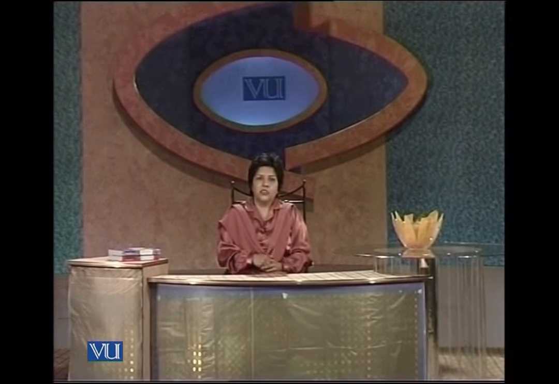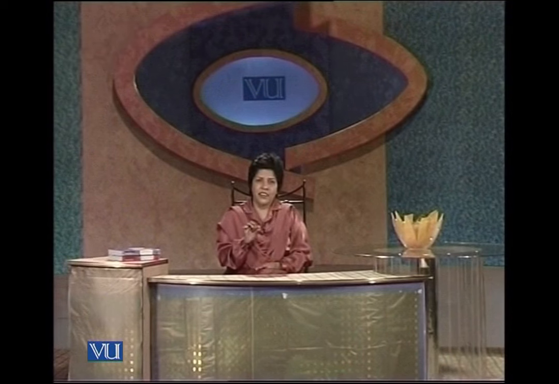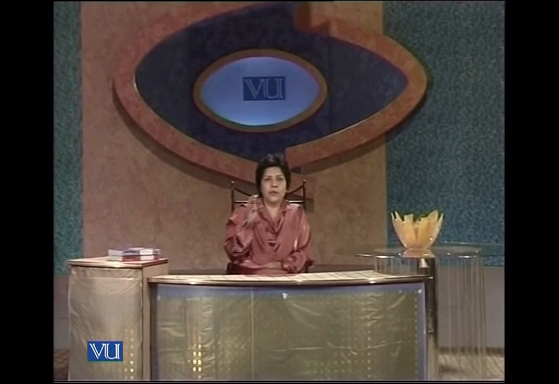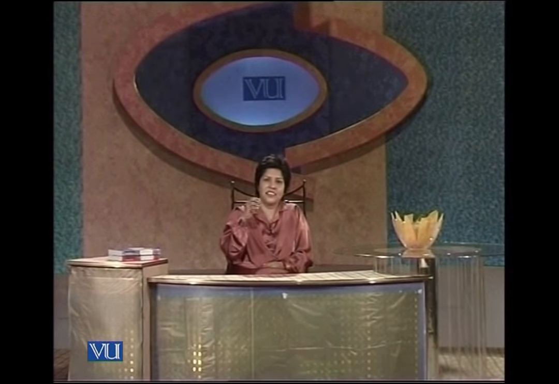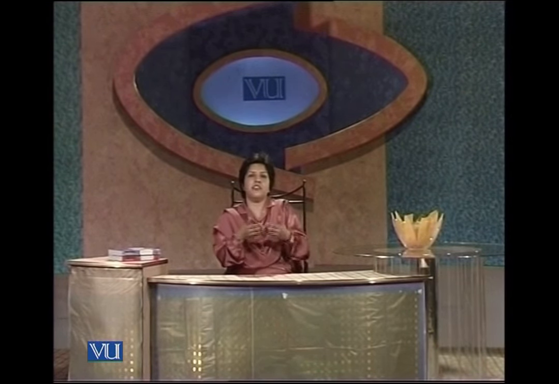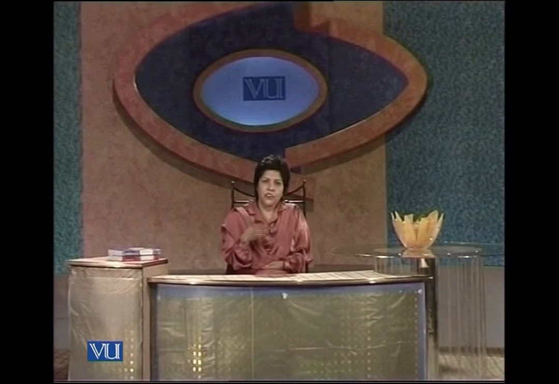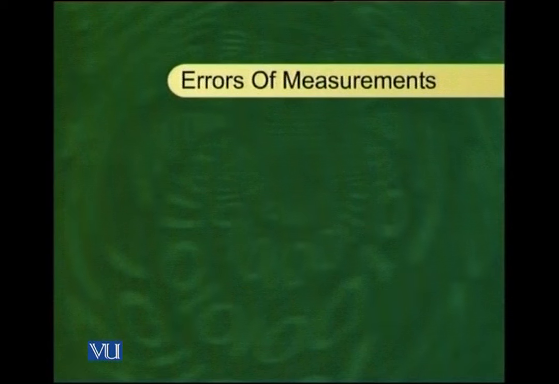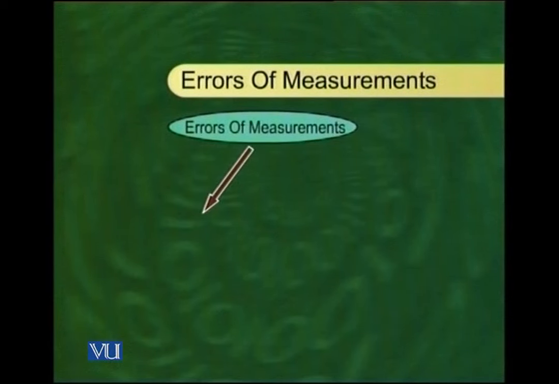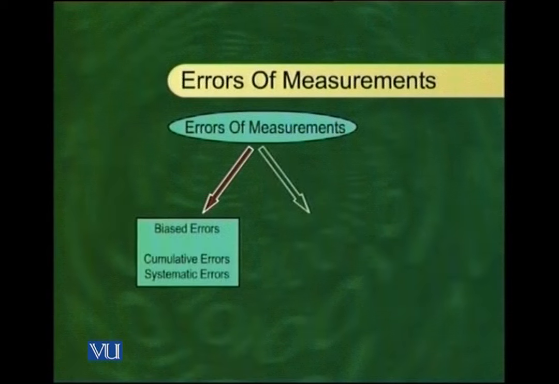Agar aap kehte hain ki maine to ji correct to one decimal measure kiya hai and his weight is 60.3 kilogram. So, asal mein it is somewhere between 60.25 and 60.35 kilogram. So, the point is that there will always be some difference between the true value and the value that you have measured. Aur yahi jo difference hai, this is called error of measurement. Errors jo hai, uski mukhtalif qisme hai. You can have biased errors or random errors.